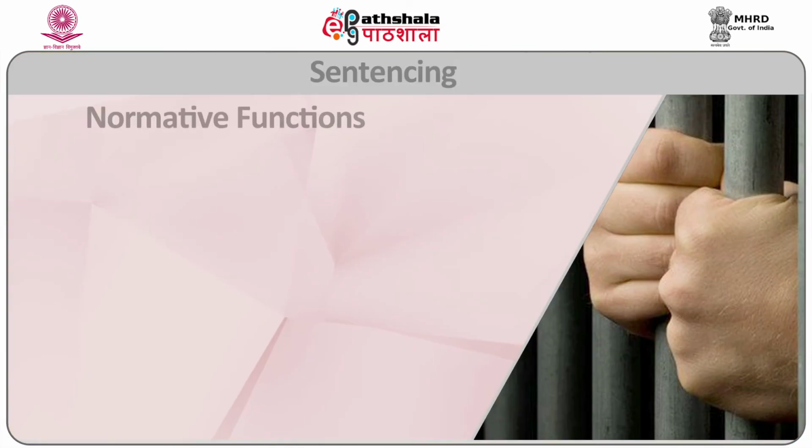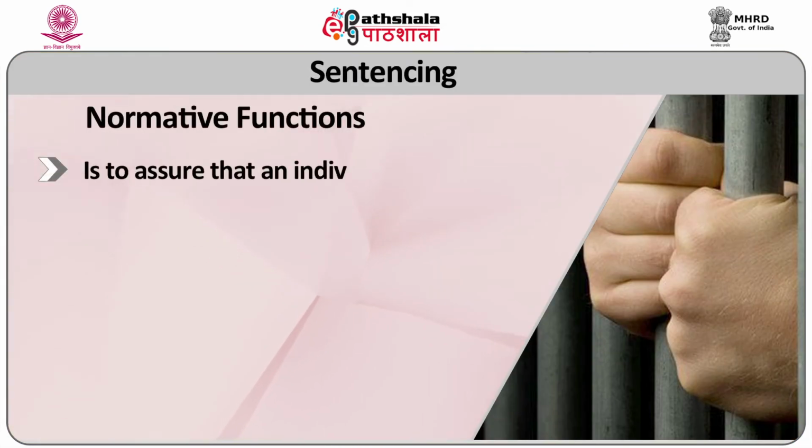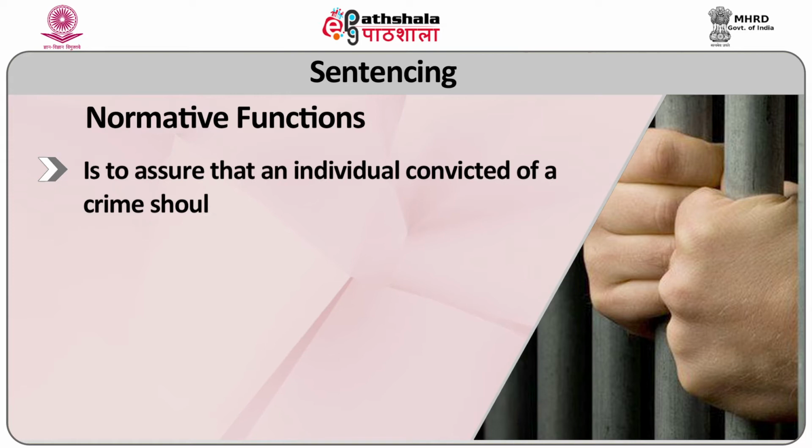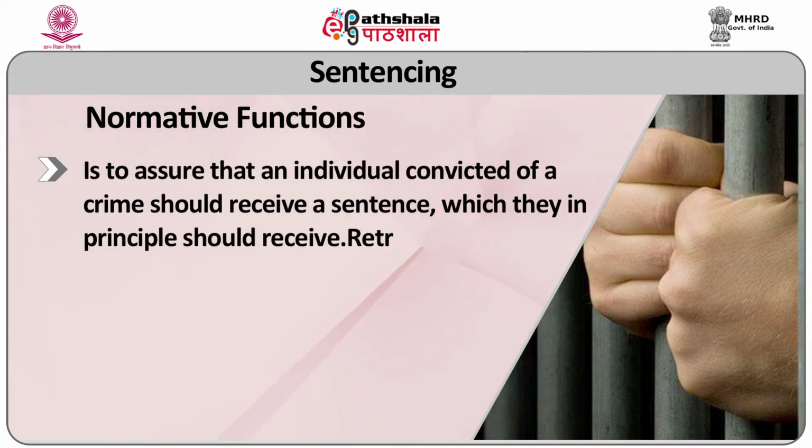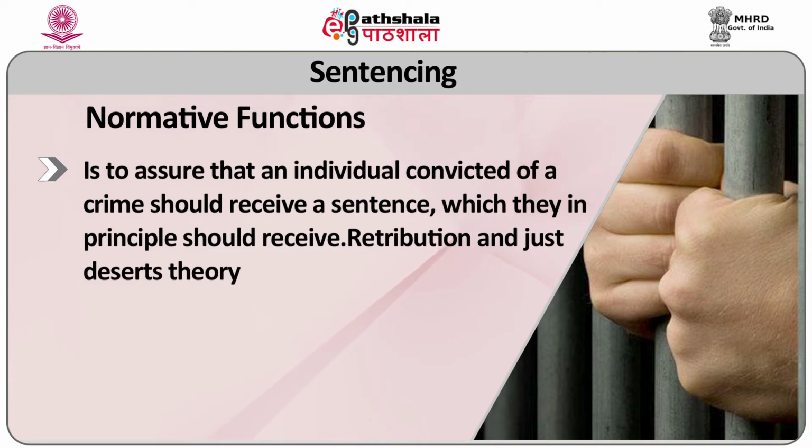The normative function of a sentencing system is to assure that an individual convicted of a crime should receive a sentence which they in principle should receive. Retribution and just deserts theory are mainly serving this end. Vengeance, expiation or denunciation are the different facets of retribution, but vengeance and expiation as objectives of sentencing are rejected by modern penal jurisprudence.